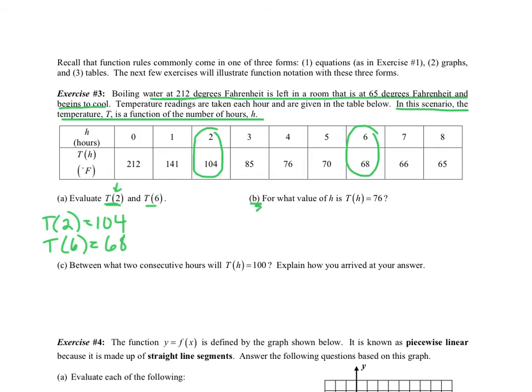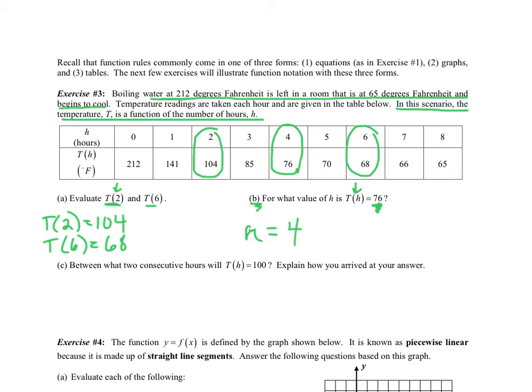Part B says, for what value of H is T of H 76? So that's when is the temperature 76, after how many hours? So we're looking for the input now, given the output of 76, and we look at the table. H would equal 4 for 4 hours.